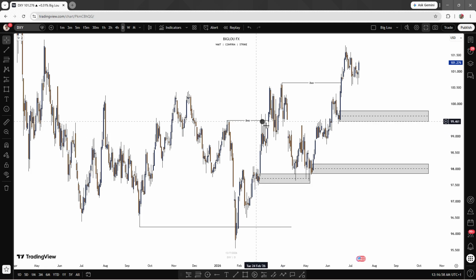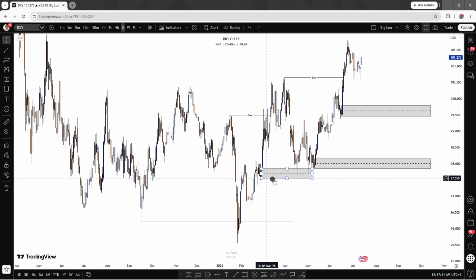All right, when it took that high there, which was a break of structure, it went up, created a new high, came down to mitigate a valid demand zone. This is a valid demand zone here. Go through my other videos.